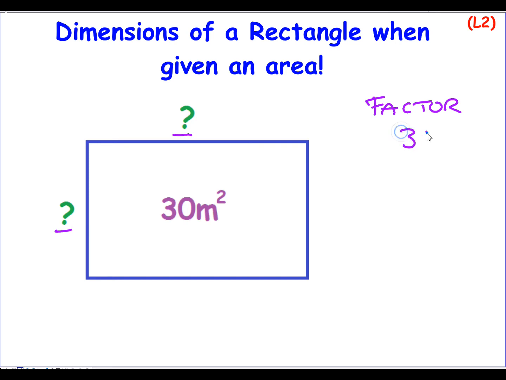So if we go back to our lesson on factors and break down 30 as factors, then the two dimensions that can give us our 30 meters are 1 by 30, 2 by 15, 3 by 10, and 5 by 6. So it allows us to create the correct area using a combination of dimensions.